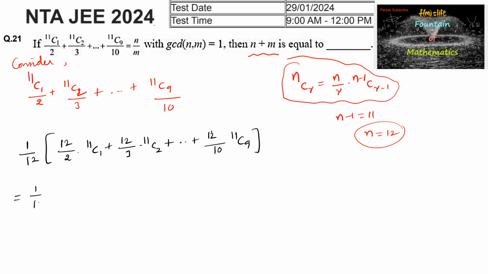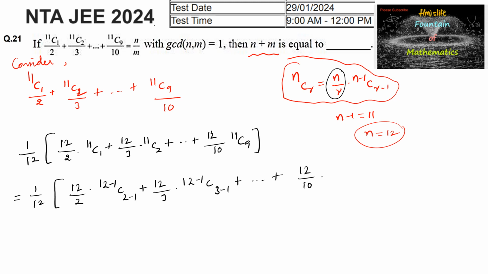And this can also be written as 1/12 times (12/2, just like n/r, 12−1 C 2−1, plus again 12/3, just like n/r, 12−1 C 3−1, and so on, 12/10 × 12−1 C 10−1), which is equal to 1/12 times of. So let us use this formula, nCr = (n/r) × (n−1)C(r−1).